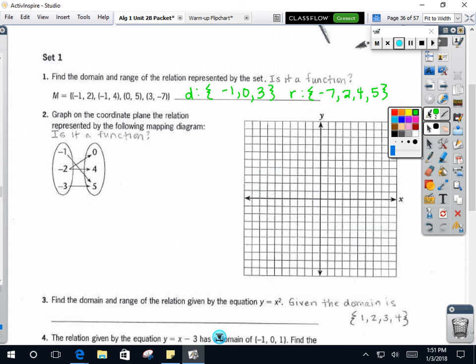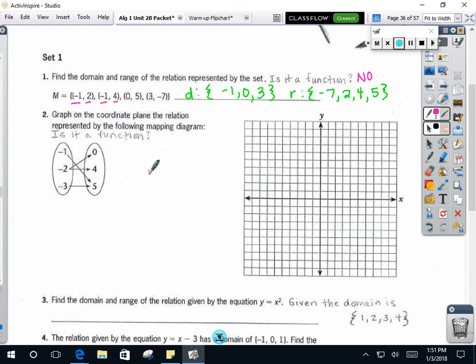Okay, is this relation also a function? No. Why not? Right, -1 repeats and it has 2 different y values, so it's not a function. Your x value has to have only one y value. You can't have 2 different y values. If the boy cheats, it's not a function.